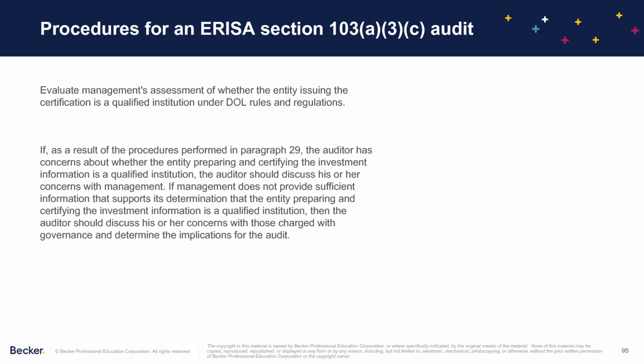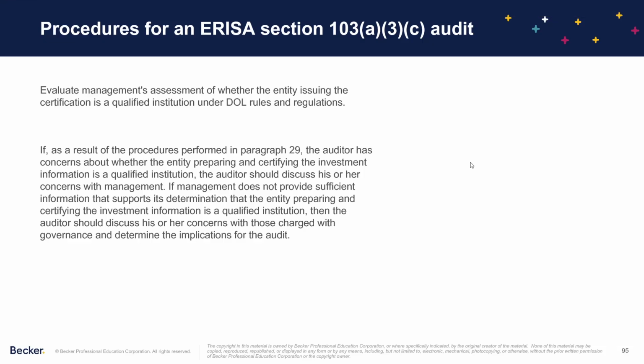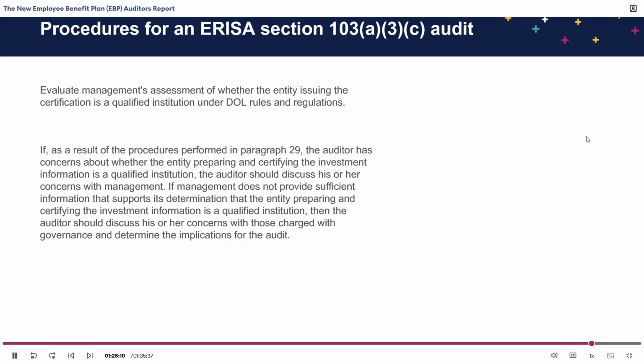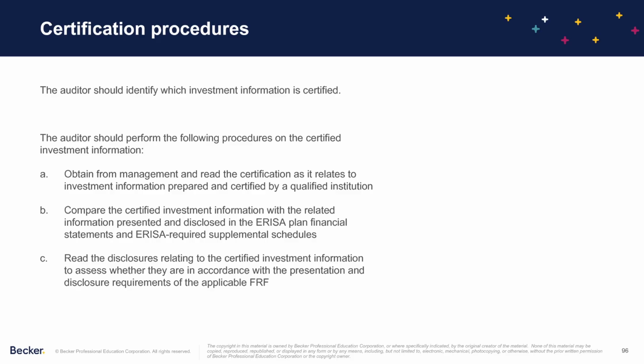If, as a result of those procedures, we have concerns about whether the entity who is certifying it is a qualified institution, we should obviously talk to management. If management does not provide sufficient information that supports its determination, then we should go to those charged with governance regarding the implications for the audit. In our certification procedures, in our documentation and our procedures, we should identify which investment information is certified, right? So not all information is certified, so we want to make sure we identify what is being certified.